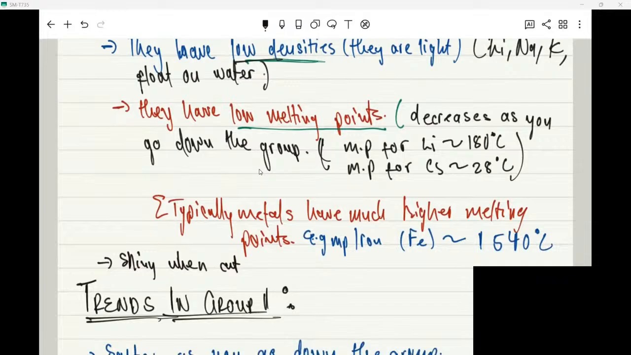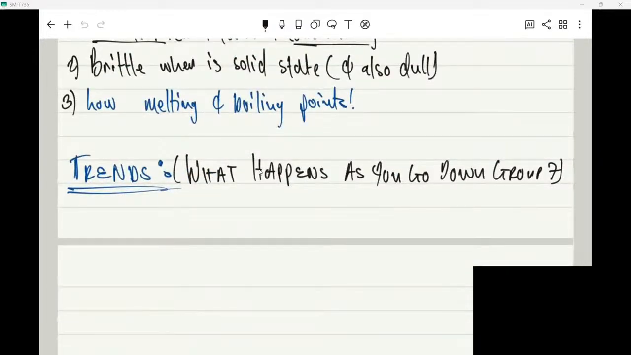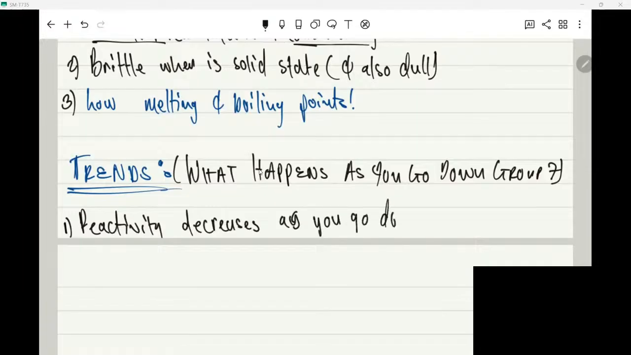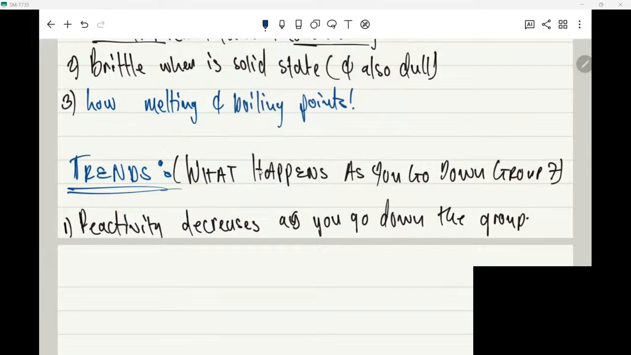Now, for group 7, what are some of the trends? Let's talk about the trends. Reactivity decreases. Put this. Trend number 1: reactivity decreases as we talked about, as you go down the group. We talked about reactivity of nonmetals. If you remember, we said it decreases as you go down the group. But for metals, it increases as you go down the group.